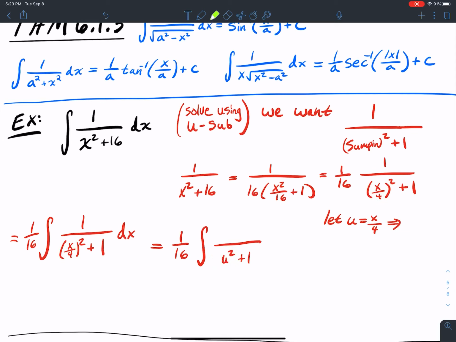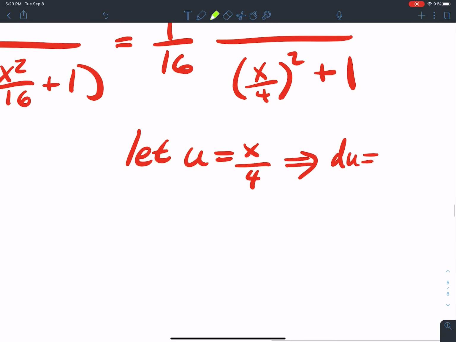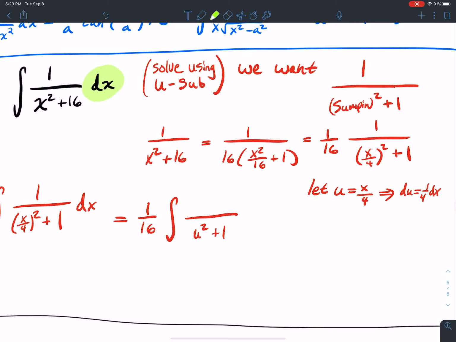And then what can I do? The derivative of u is du, and the derivative of x over 4 is 1/4 dx. So what I have is a dx here. So how do I get dx by itself? I'm going to multiply both sides by 4, and so dx is equal to 4 du. So I'm going to replace this 1 dx with 4 du, okay?